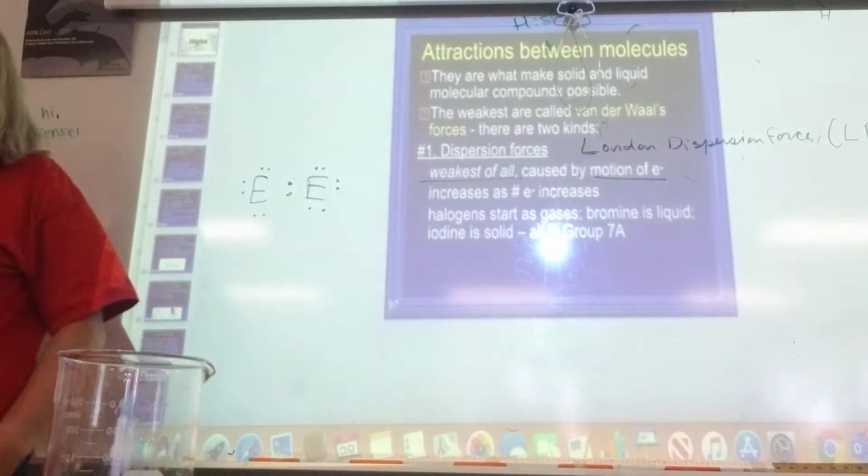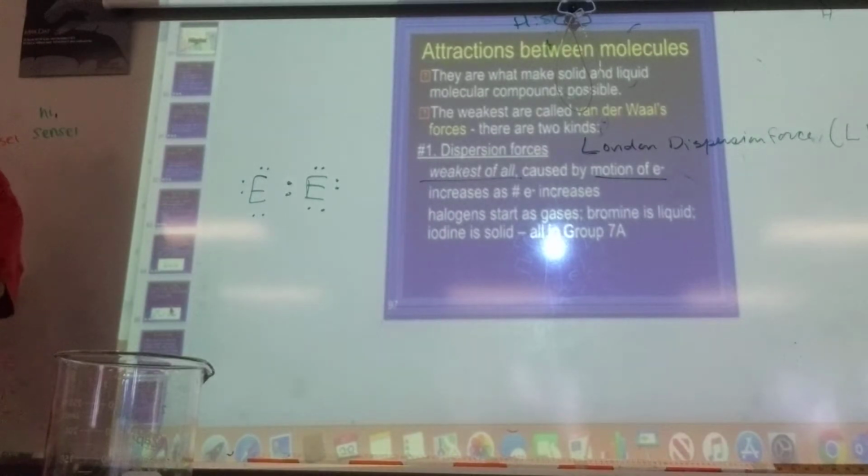And that motion is enough to induce a dipole moment. You know, I'm not even going to worry about that today. But it induces a little moment. It makes your London dispersion forces greater. Yes.